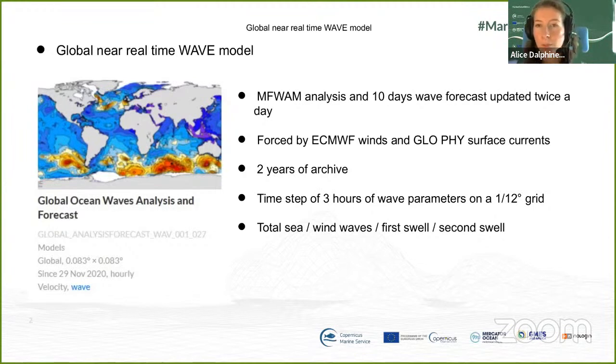We use a model which is called MF1. MF1 has a resolution of 0.12 degrees. We provide the output every 3 hours. You have the classical sea state parameters, that is to say height, period, and direction for total sea, and also for wind waves and first and second swell.